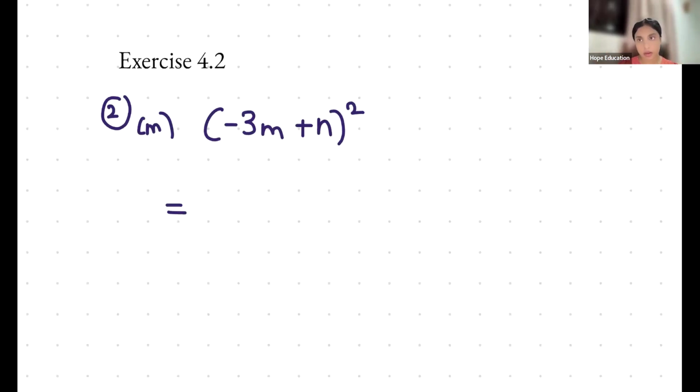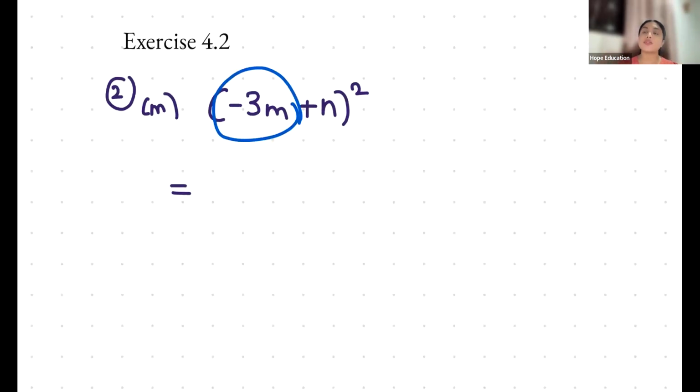පළවෙනි එකේ square එක ගන්නවා. Minus 3 के square का क्या है? Minus 3 multiplied by minus 3. So minus times minus plus. 3 times 3 is 9. M times M is M squared.